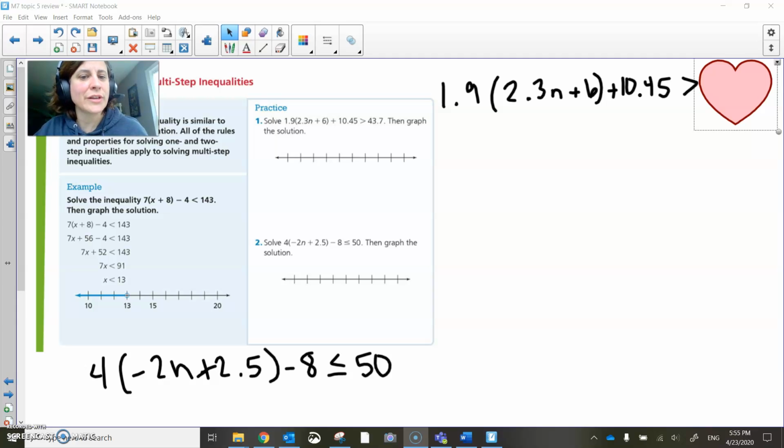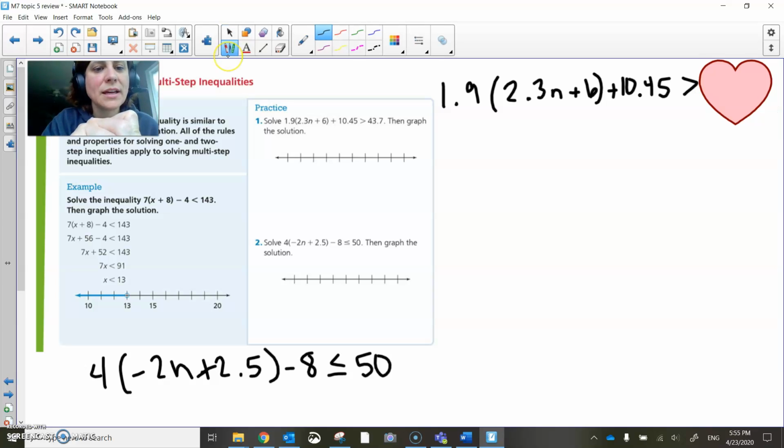So the first thing I notice is that there are those parentheses that are kind of walling off what's happening, the 2.3n plus 6. We got to break those down. We got to kiss those parentheses goodbye. I see that everything in the parentheses is being multiplied by 1.9. So we're going to multiply everything in the parentheses by 1.9.